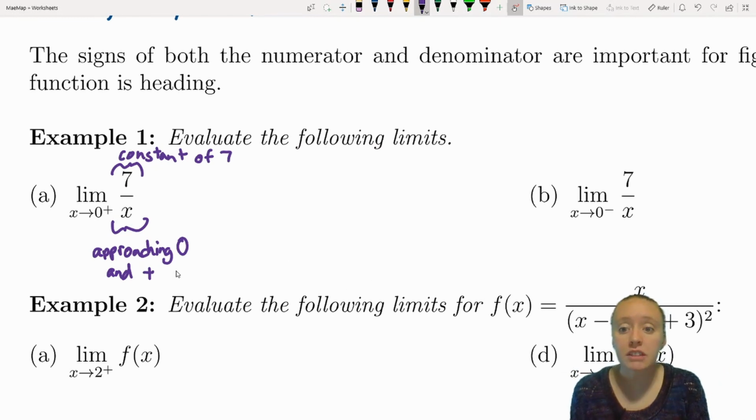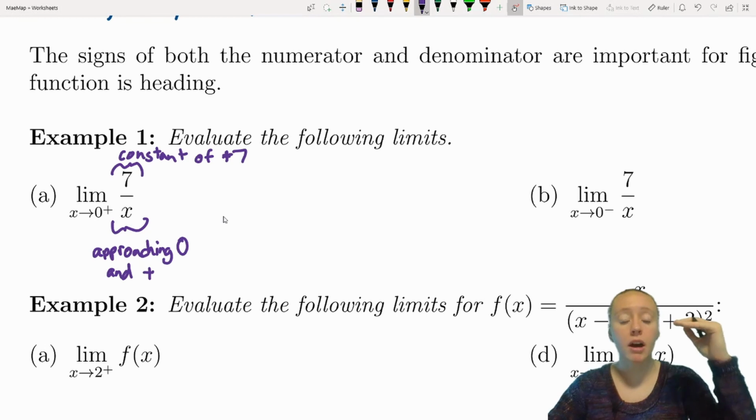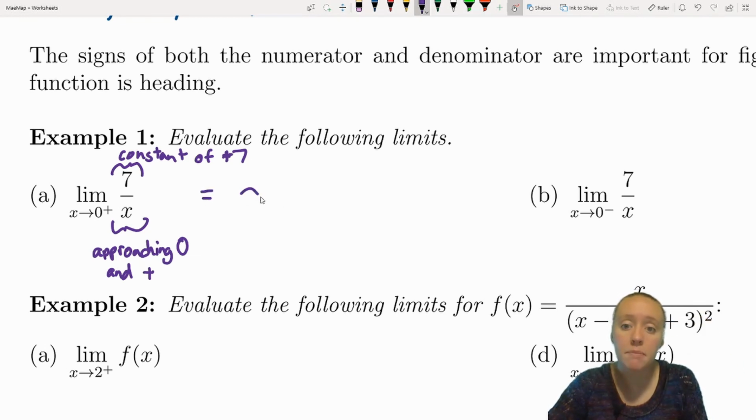So we're approaching 0 from the positive side, and there's a positive 7. Let me make a note that that's a positive 7. So we're going to have a positive over a positive. So this limit is going to go towards positive infinity.